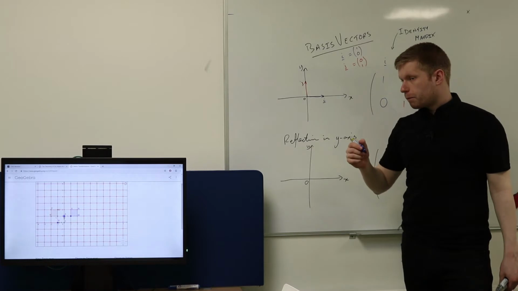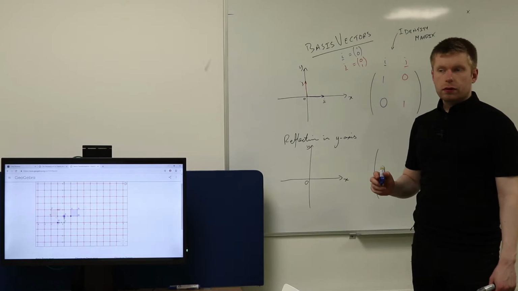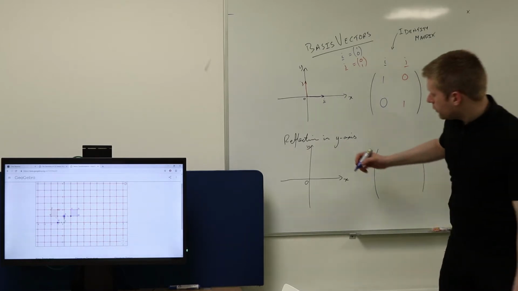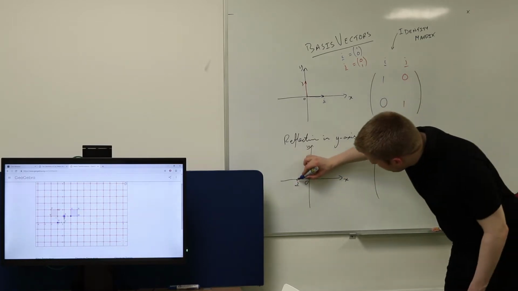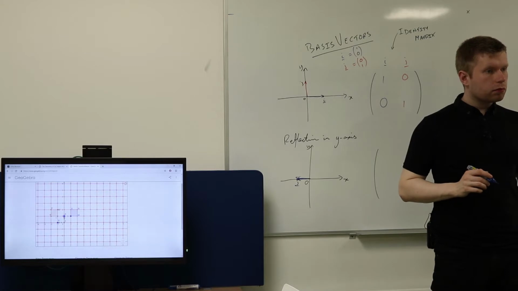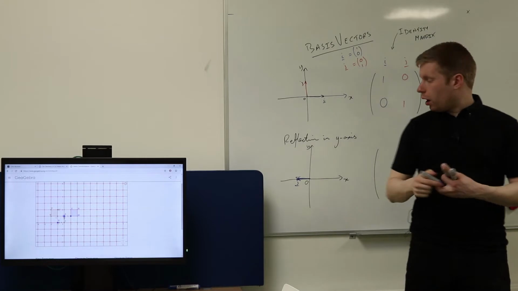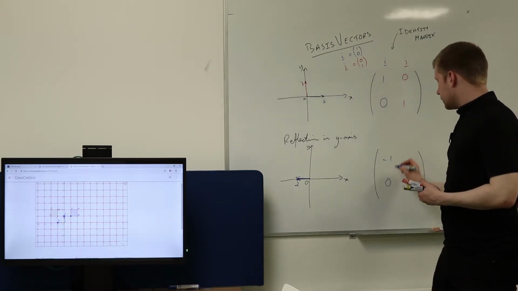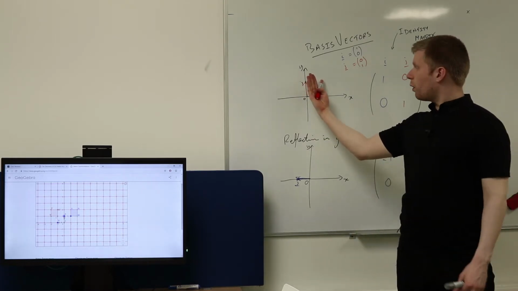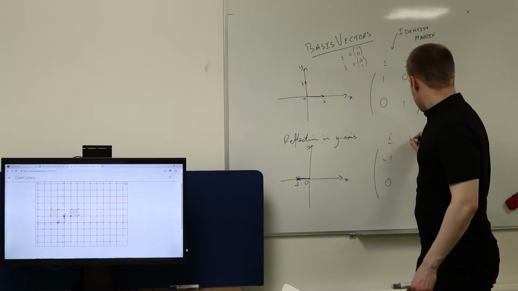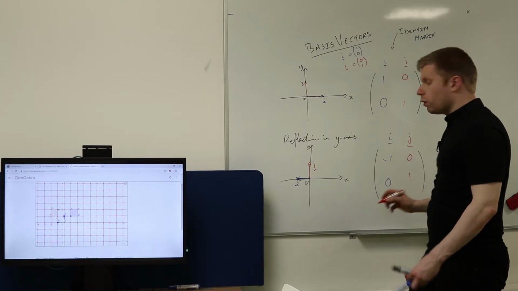So after I reflected i in the y-axis, where does it end up? Negative 1, 0, right? It ends up over here. Yeah? Is that okay? Right, I've literally taken him and just reflected him over. Where does j end up after I've reflected him in the y-axis? It stays the same, doesn't it? If I reflect that in the y-axis, it stays the same. So j will end up here, in other words, at 0, 1.